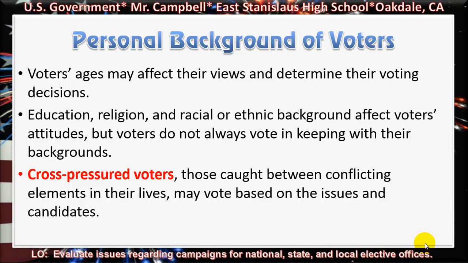Cross-pressured voters. Those caught between conflicting elements in their lives may vote based on the issues and candidates. Cross-pressured voters is something that can occur. For example, you may have people that were raised in a conservative family with conservative values, but maybe they're union members. That could create cross pressures. Their family background may make them want to vote Republican, for example, where their job makes them more likely to vote Democrat.